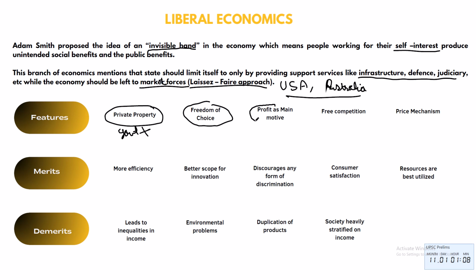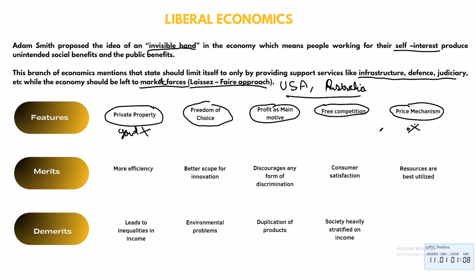Profit as the main motive. Profit is the main motive here, so producers always try to maximize the profit from their product. Free competition: since the government has no control over buyers' and sellers' choices, there is always competition between different producers. Price mechanism: the market forces determine the price. The government has no role in the market price.